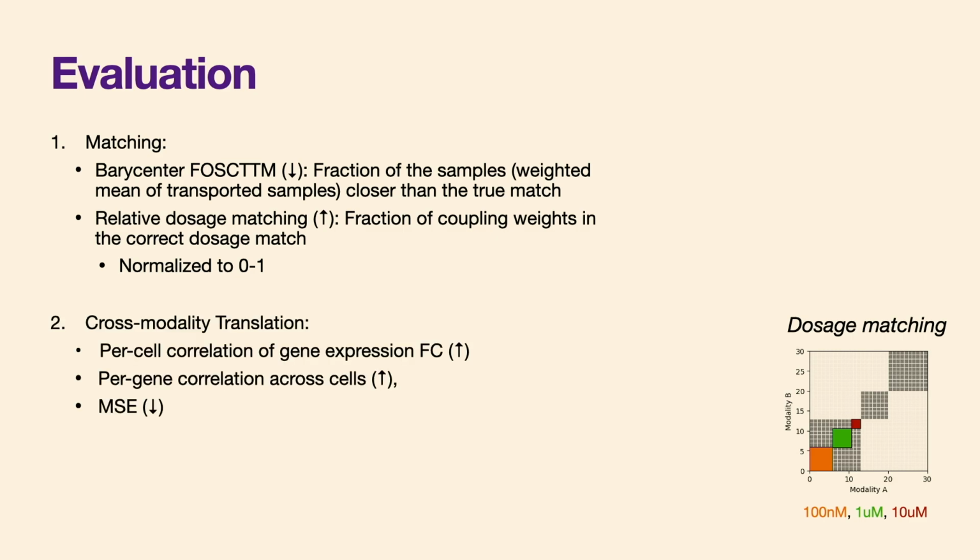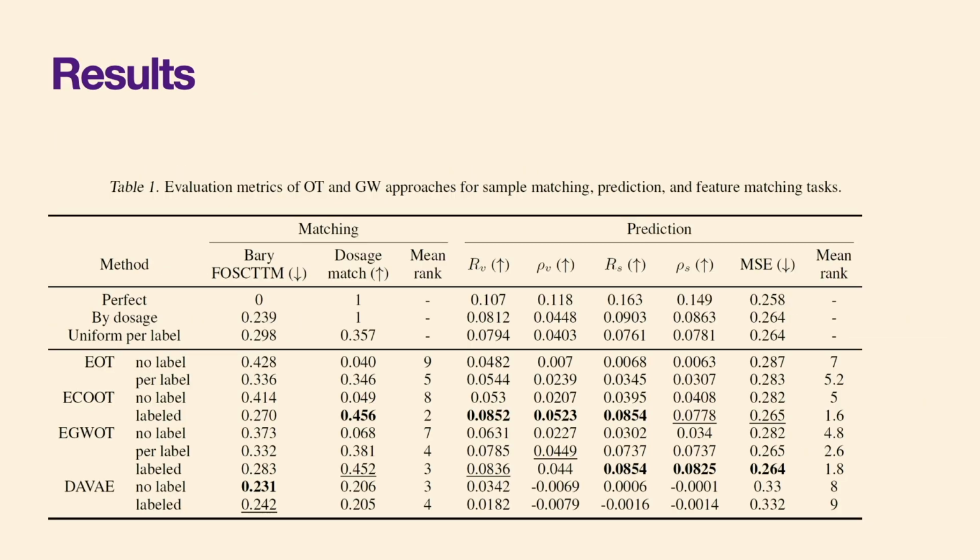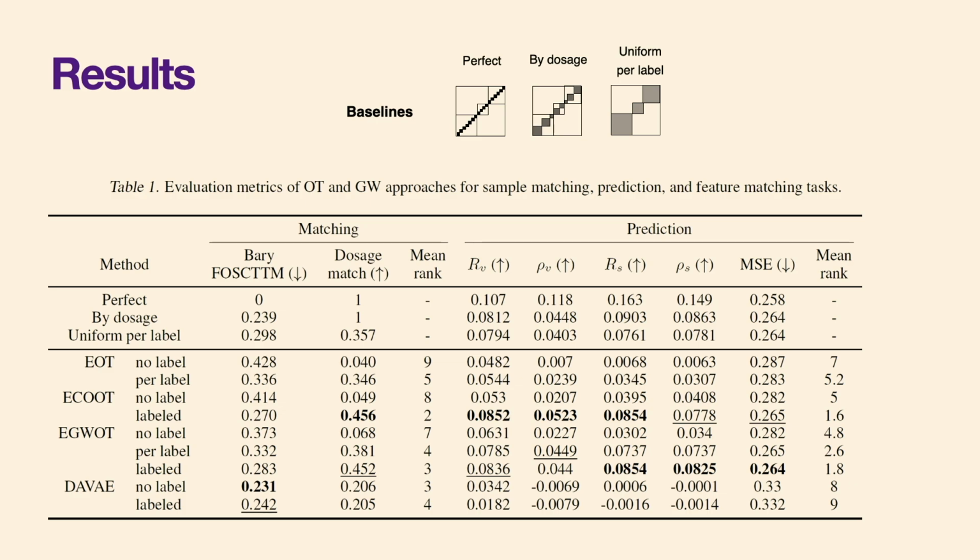And we look at how well we can translate those modalities, so based on fold change of gene expression and correlation also across cells, and the mean square error. So the results look as follows. First, we have the baseline, where we have the one-to-one mapping, the per dosage mapping, and the uniform per label, which is where the algorithm only sees the labels. We can see that the coarser the information, as expected, the worse the results get.